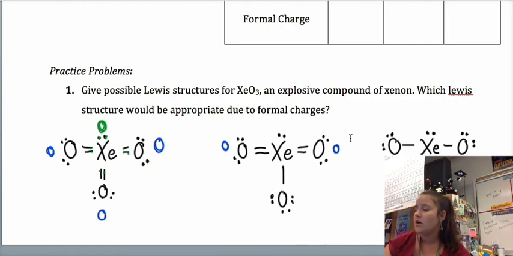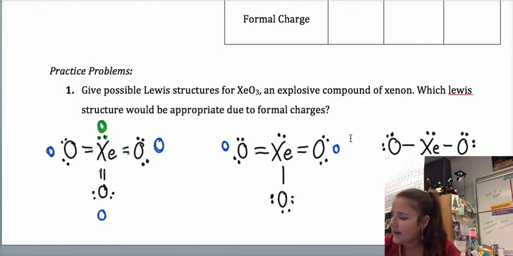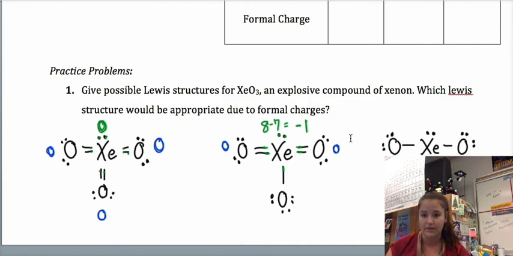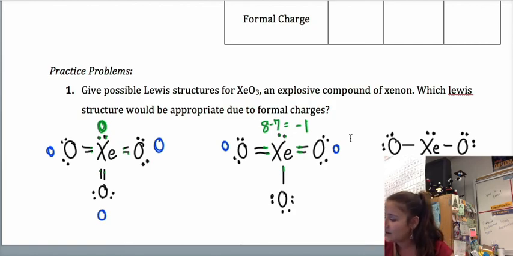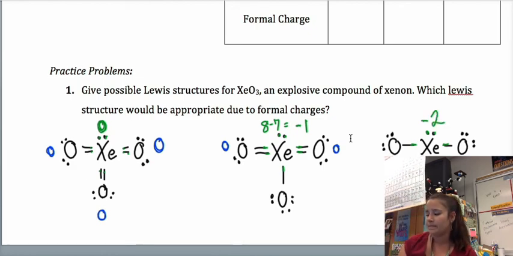Okay. What about this xenon over here? Because this xenon is bonded differently, so it's going to have a different formal charge. We have 8 minus 1, 2, 3, 4, 5, 6, 7. So minus 7. So this xenon has a formal charge of negative 1. Okay. Which means this xenon, which has 8 minus 1, 2, 3, 4, 5, 6, must have a formal charge of negative 2. Okay.